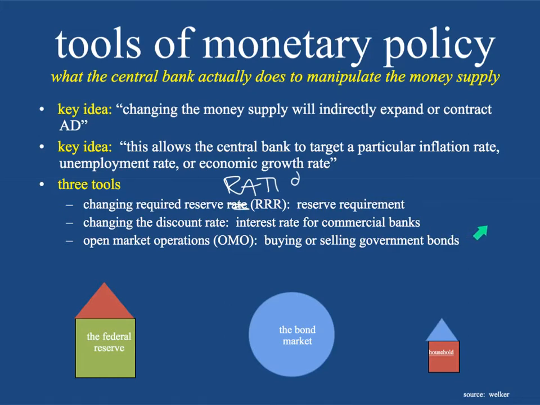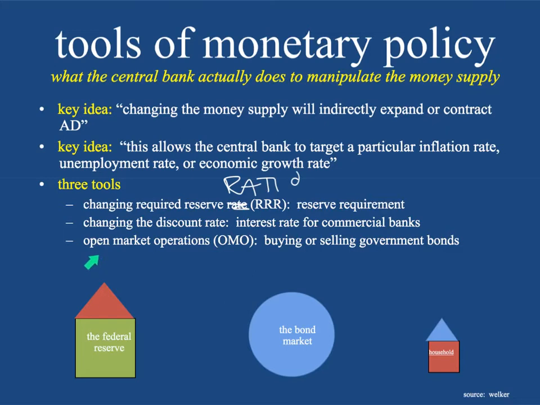If the discount rate is increased, that makes it more expensive for Bank of America to borrow money from the federal government, which means that Bank of America is going to charge me more for my house loan. And if I have to pay more for my house loan, then I'm going to be less likely to borrow money.